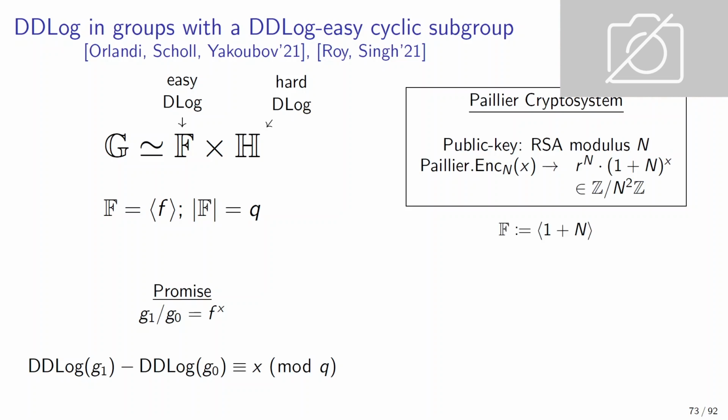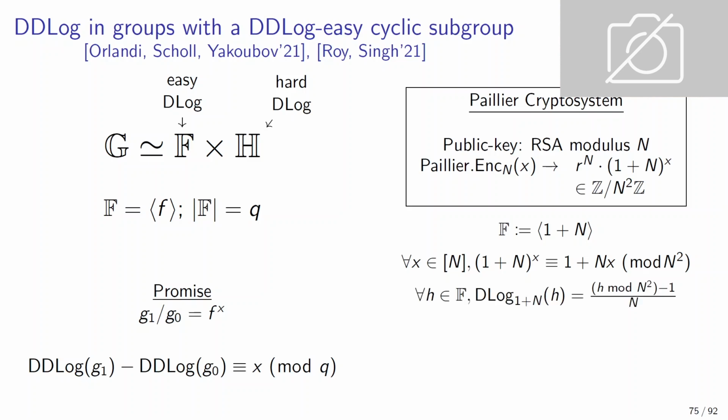Now, why is the discrete log easy in this group? The first observation is that if you take 1 plus n and raise it to some power x, and you take it modulo n squared, all of the high powers of n disappear, and you're left with 1 plus n times x. So n is public, and when you want to know the discrete log of an element of F, you just take it modulo n squared, and then you solve the linear equation in order to solve for x.